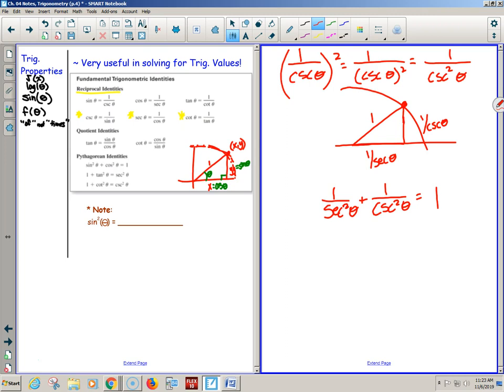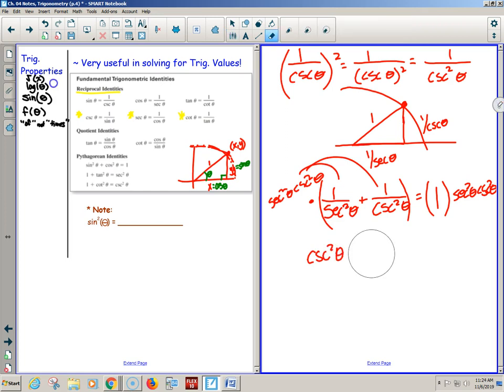Well, what if I was to multiply both sides by, to get rid of fractions, I'd have to multiply by the denominator. So I have to multiply secant squared times cosecant squared. If I distribute that to both, this guy would lose the secant squared but keep the cosecant squared. Plus, this guy would lose the cosecant squared and get to secant squared.